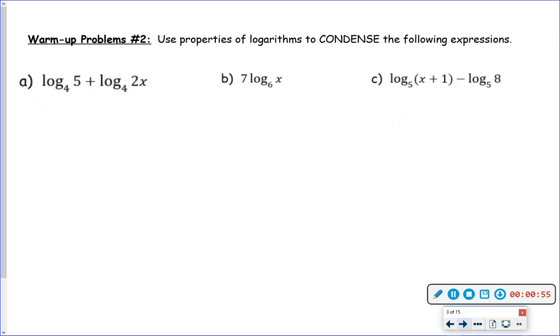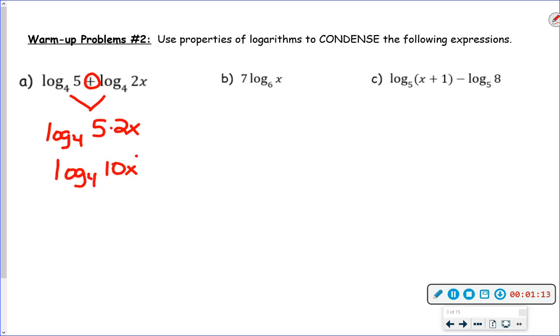Okay, second set of warm-up problems: use the properties to condense. Now remember, condensing means we want to write it as a single logarithm. Two logs added, condensed to one log multiplied. So 5 times 2x, and of course I'm going to make 5 times 2x 10x. Just a little simplifying, and you can go right to the final answer. I don't expect that intermediate step.